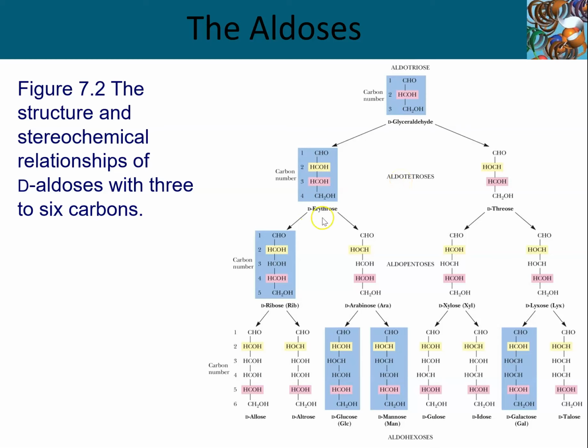Then if we just elaborate off of D-erythrose out of convenience, we can move yet another new carbon in. And so the 2 carbon is going to be the new carbon with a new chiral center, where we can have a hydroxyl group on the right side or a hydroxyl group on the left side. And this is going to create 2 new carbohydrates, D-ribose and D-arabinose. If we do the same thing for the threose, we'll get D-xylose and D-lyxose.